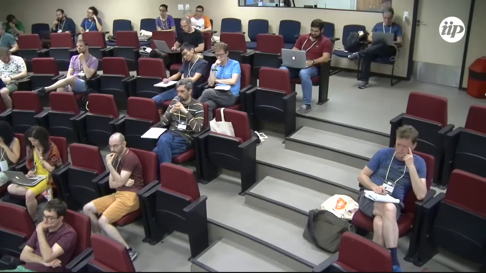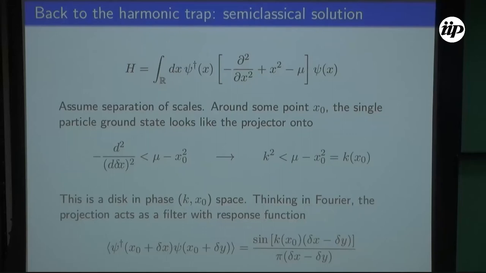Of course, this problem you can solve exactly, but it's maybe nicer, or easier, to look at it with more heuristic arguments. The way you do it is you use what's called the semi-classical arguments, or local density approximation in the cold atom literature. What you do is you say, I have this system, there are a bunch of fermions, and I look at around some point, which I call X naught. And I just look at what happens in the neighborhood of this point.